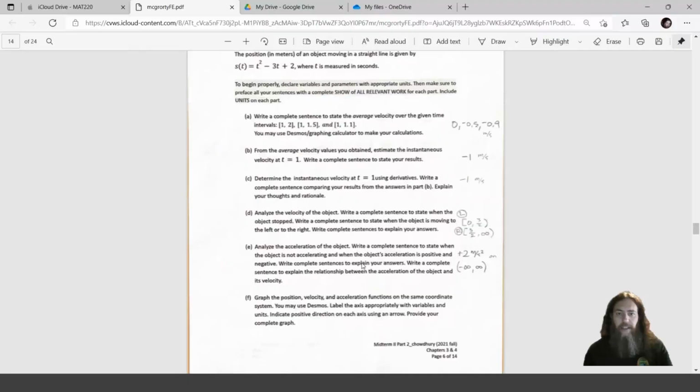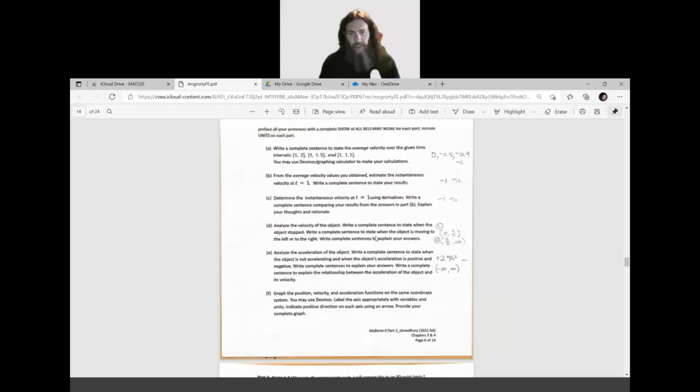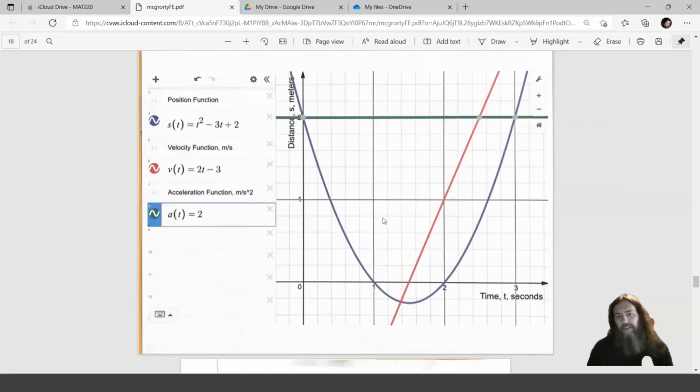Okay, so analyze the velocity of the object. Complete a sentence to say when the object is stopped, and when the object is moving to the left or right. If we're looking again at our graph, we're looking at s of t here, which is our position. We're looking at the particle moving in a negative direction, to the left, until it stops right here at our minimum. So it stops and reverses direction, and then continues in a positive direction.